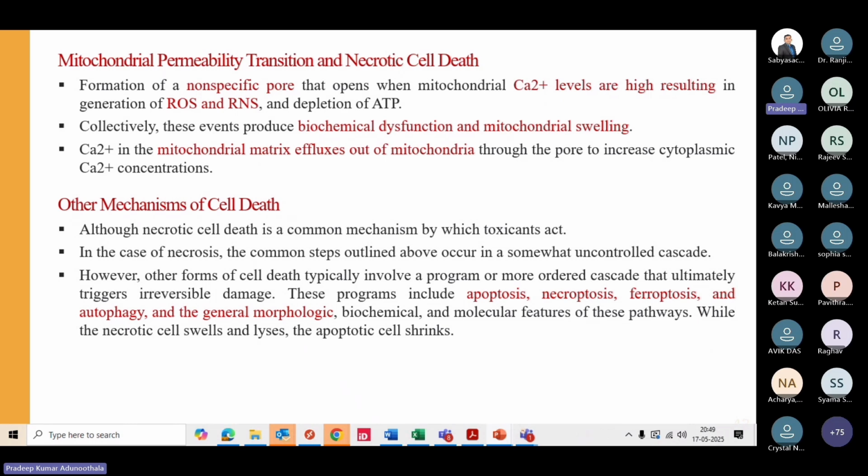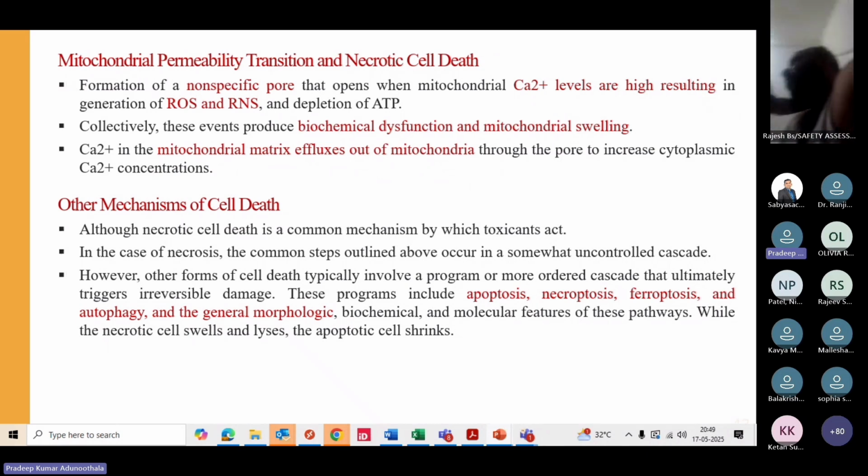So collectively, if this happens in the cell, these events produce biochemical dysfunction and mitochondrial swelling, because an increase in the calcium levels in the mitochondria leads to the swelling of mitochondria and cell death. Calcium in the mitochondrial matrix effluxes out of mitochondria through the pore to increase cytoplasmic calcium concentration. So through this pore formation, calcium goes from the mitochondria to the cytoplasm, and there it accumulates.